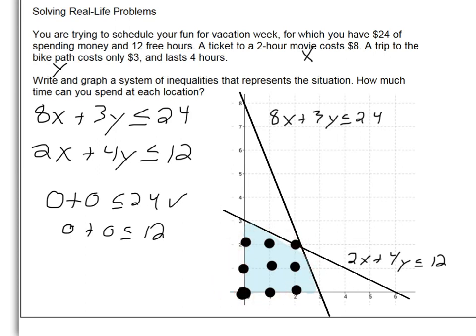I guess I missed one up here. I could just go to the movies 3 times, or I could go to the bike path 3 times, and I'd have either money or time left over depending on the circumstance. But those are my options there. And that's how you use a system of linear inequalities to solve a real-life problem.